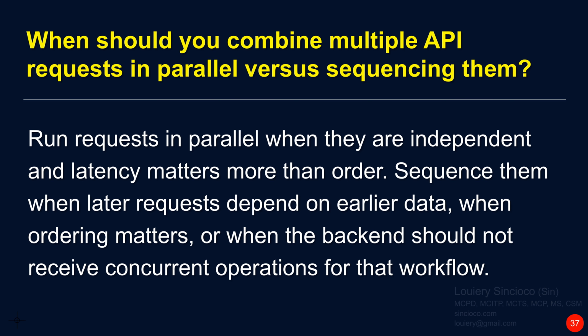When should you combine multiple API requests in parallel versus sequencing them? Run requests in parallel when they are independent, and latency matters more than order. Sequence them when later requests depend on earlier data, when ordering matters, or when the backend should not receive concurrent operations for that workflow.